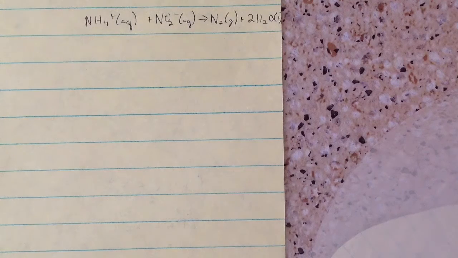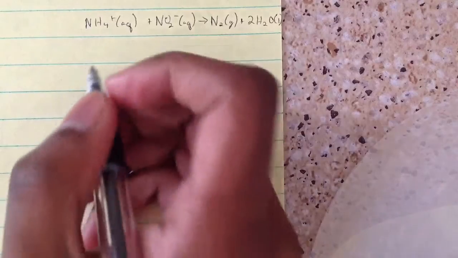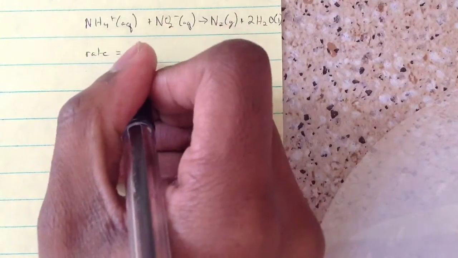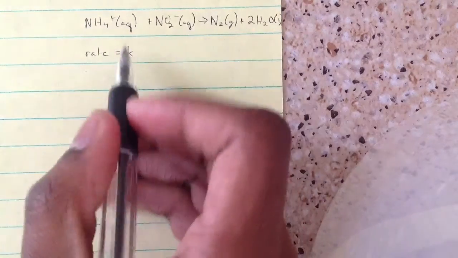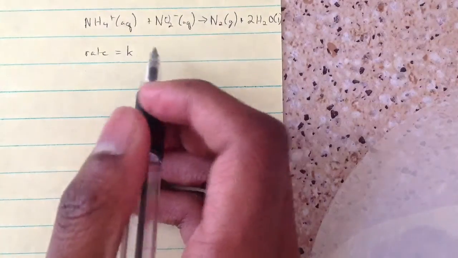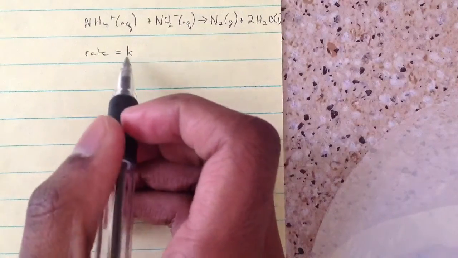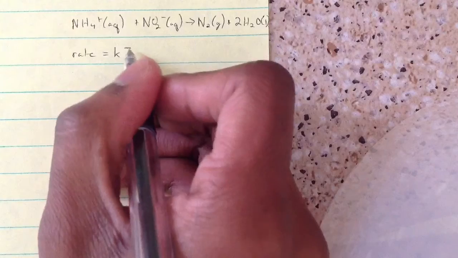So if they gave you this chemical equation and asked you to write the rate law for it, it would be rate is equal to K, the constant. K is only affected by temperature. It's not affected by the concentrations. So that's an important thing to remember: K is not affected by the concentrations. But then you put the concentrations of the reactants.